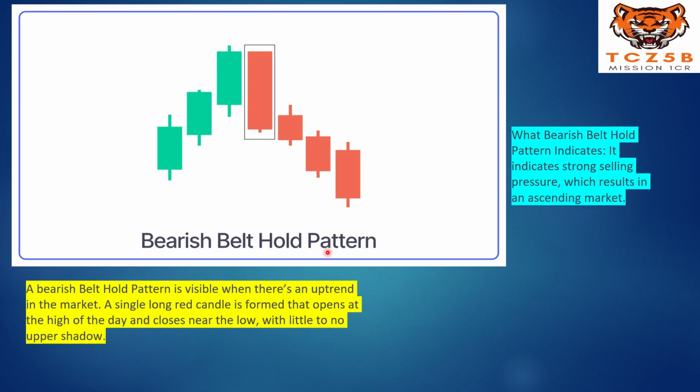Next is the bearish belt hold pattern. You see in the graph, a bearish belt hold pattern is visible when there is an uptrend in the market. You can see there is an uptrend, and a single long red candle. This is also like an engulfing candle, a bearish candle that opens at the high of the day and closes near the low with little to no upper shadow. You can see it completely engulfs, there is no shadow itself. It indicates strong selling pressure from that price, which results in a declining market. You can see that after that, the stock price is falling.